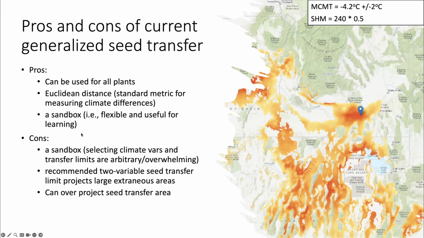estimate of seed transfer. However, it's still a bit of a sandbox, and a lot of your users have trouble determining what climate variables are best. So it has issues, I'll just put it that way, for some people. And oftentimes a 2 variable model kind of over projects the actual seed transfer that we've seen.